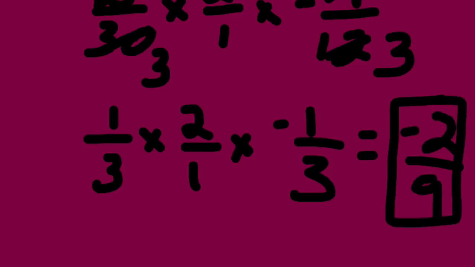And please, even if you did use the cancellation, double check your answer, double check to see if it's in full reduced form. Over here we can see that negative 2 over 9 is reduced because 2 and 9 are only multiples of 1, and 1 doesn't really help us. So negative 2 over 9 is the correct answer.